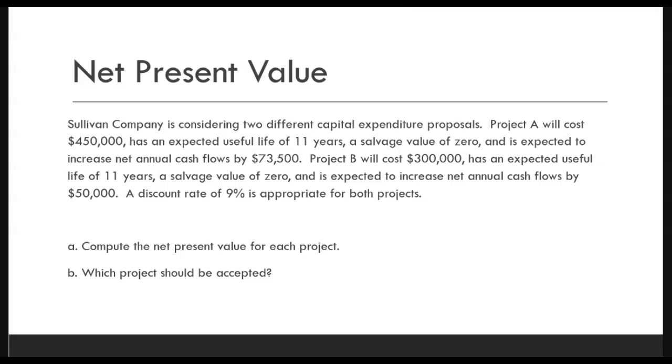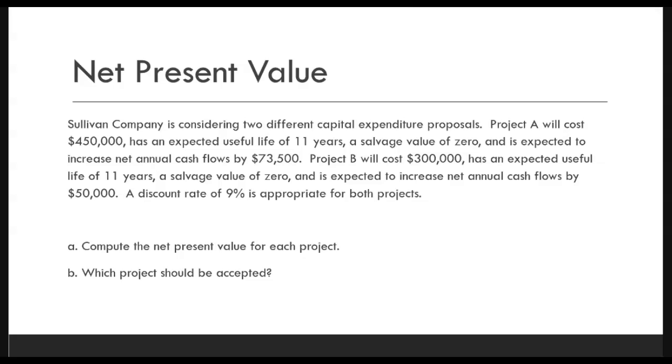So this problem says Sullivan Company is considering two different capital expenditure proposals. Project A will cost $450,000, has an expected useful life of 11 years, a salvage value of 0, and is expected to increase net annual cash flows by $73,500. Project B is going to cost $300,000, has an expected useful life of 11 years, a salvage value of 0, and is expected to increase net annual cash flows by $50,000. A discount rate of 9% is appropriate for both projects.